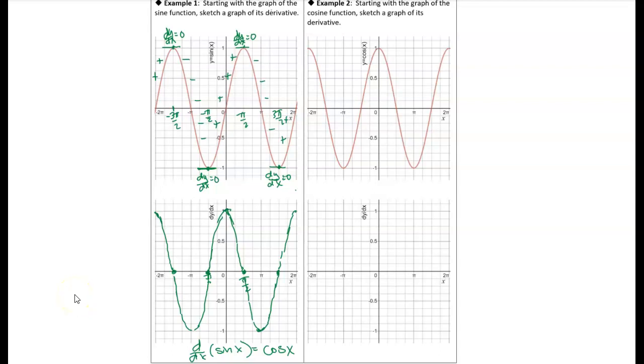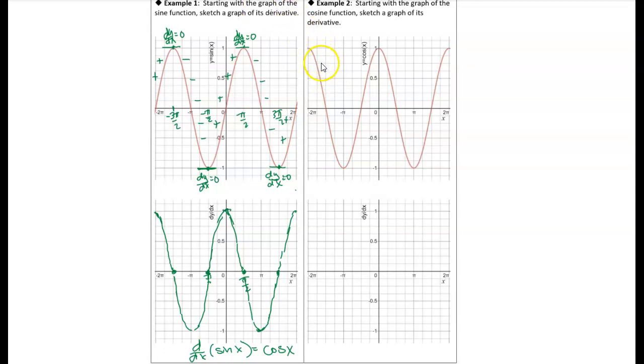So I hope you've had a chance to try this one on your own. We're going to go through the same process here, and we're going to take a look at the cosine function and try to sketch the derivative of the cosine. So the first thing I'm probably going to do is look at what's happening with the slope of the function.